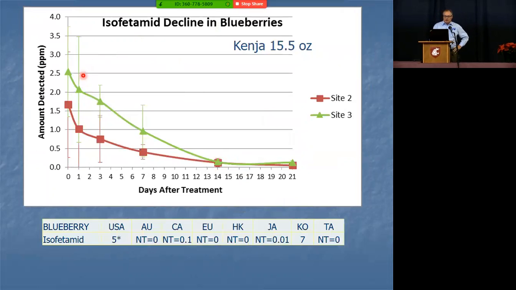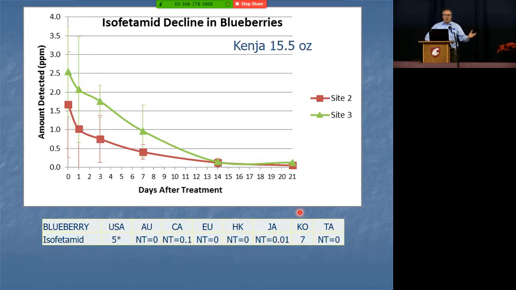So 1 day PHI right here. Ours is 5. We're well below 5. But one thing you notice, the difference in this fungicide than the others, is that the others had a steeper decline. This one does not decline as much. The other problem that we have is MRLs have not been set for most countries. Korea has it. So this is a real obstacle to the use of Kenja that we now have for Section 18.